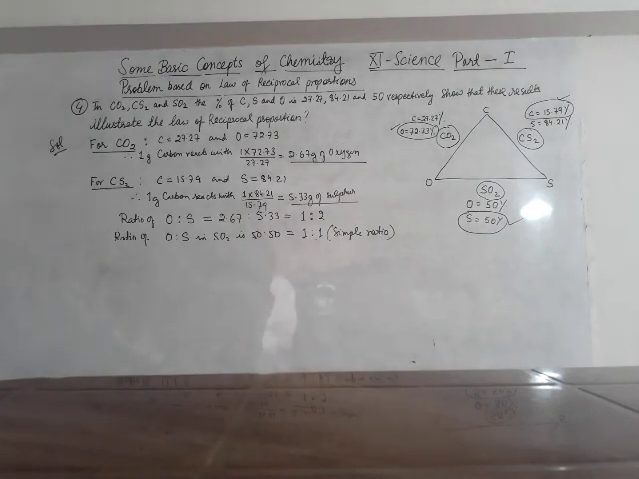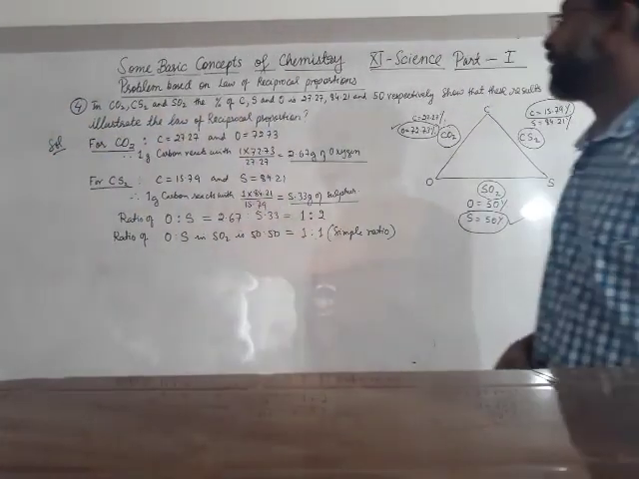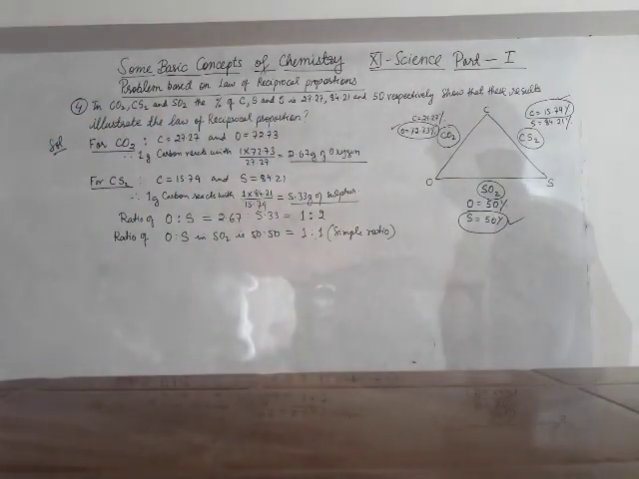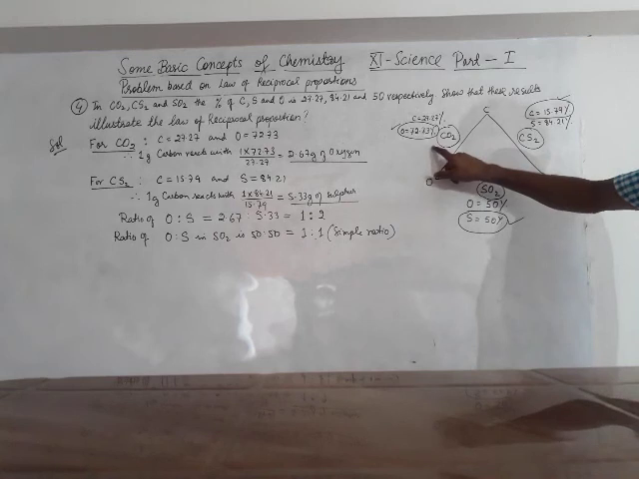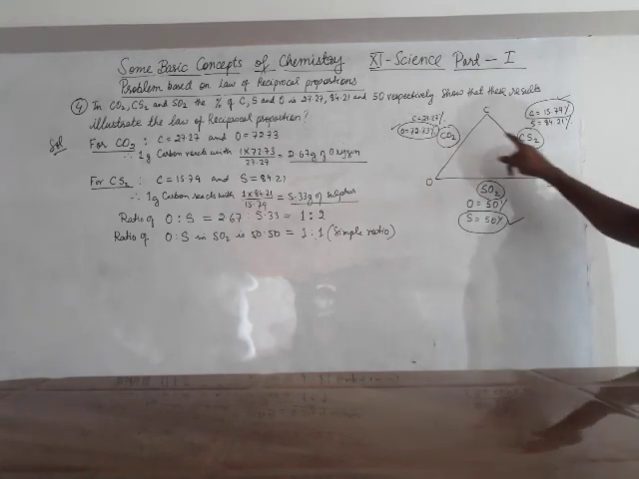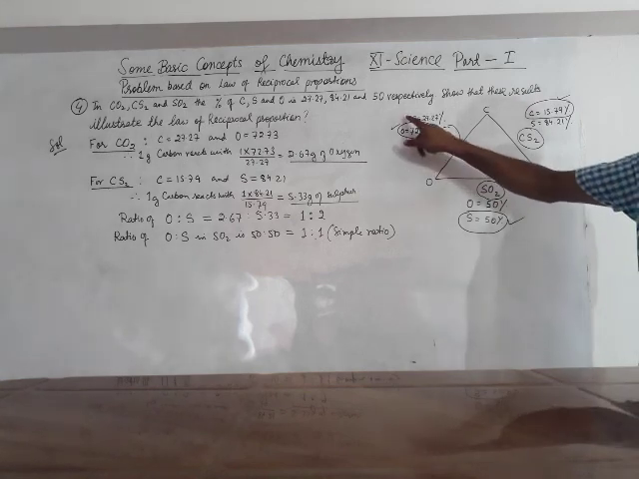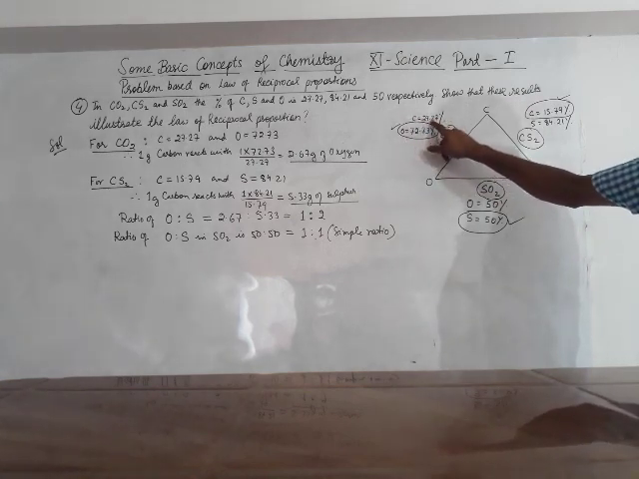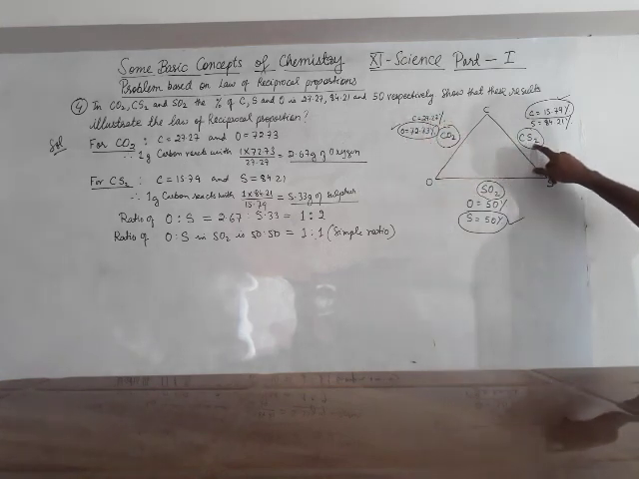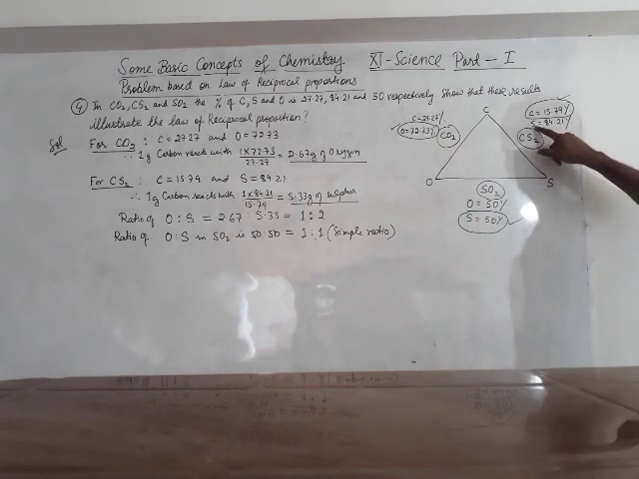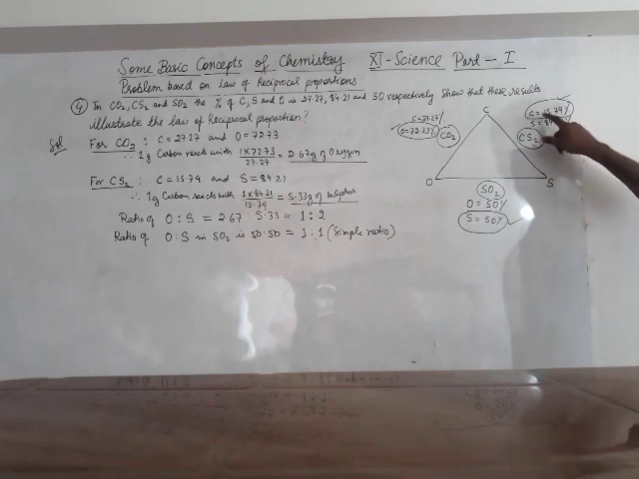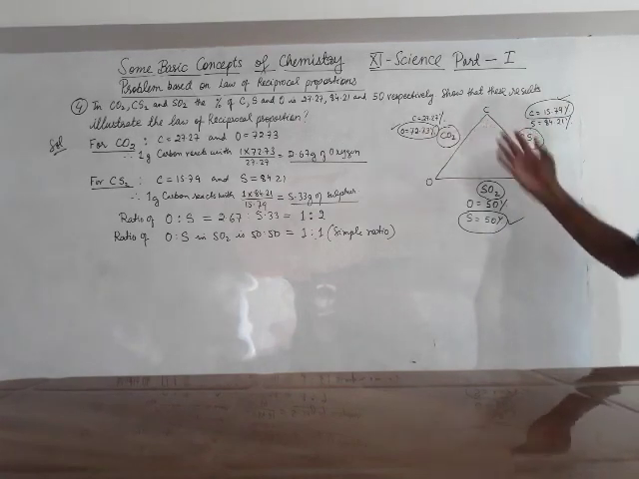Now you must have copied the question. Okay. Now, let us first look at these two compounds, carbon dioxide and carbon disulfide. In carbon dioxide, what is given? Percentage of carbon is 27.27. In carbon disulfide, what is given? Percentage of sulfur is given, 84.21. So, to get the percentage of the other element, we can subtract from 100.